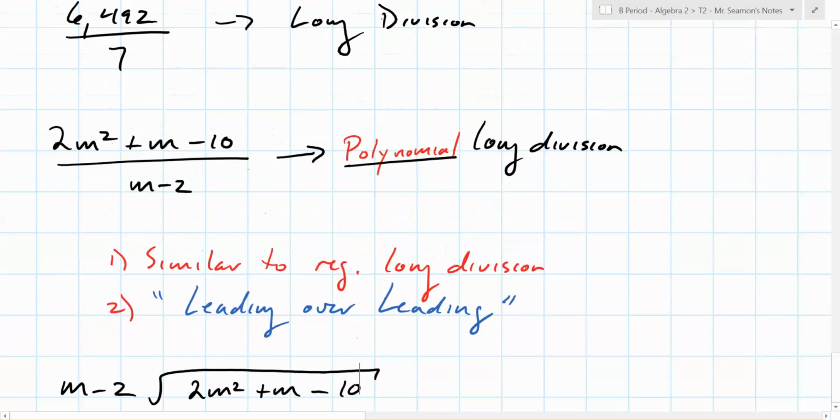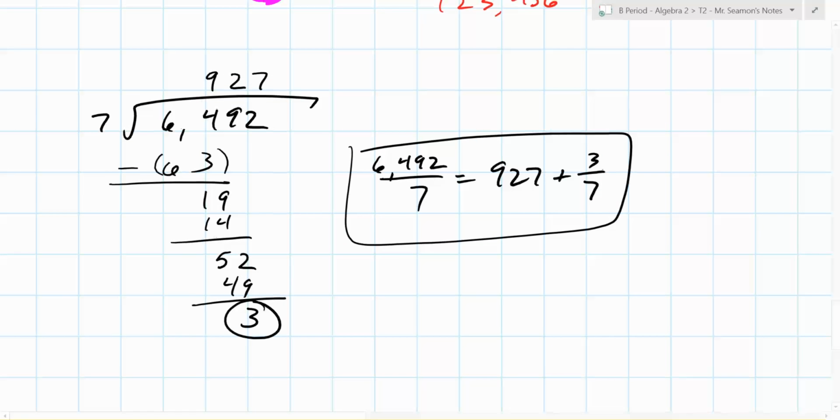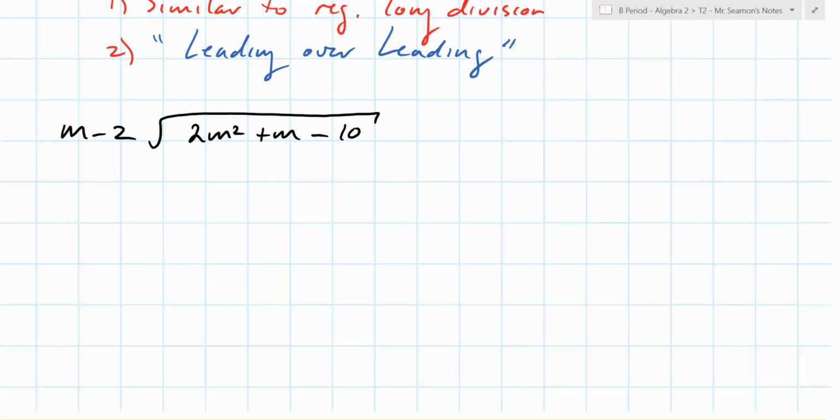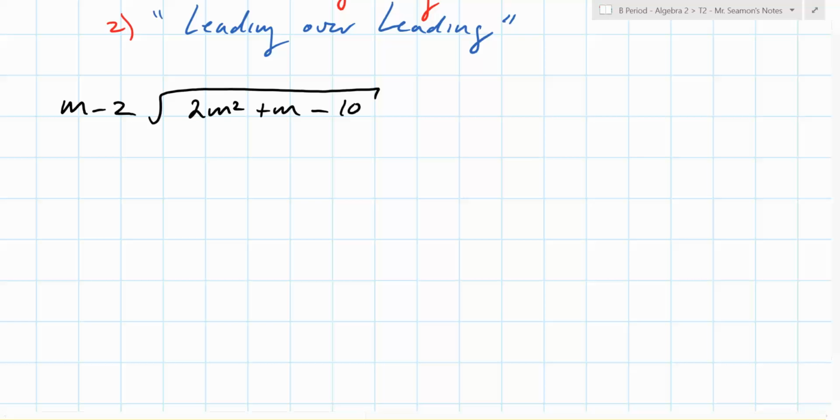So the first thing we did when we were doing long division was we looked at what's the biggest number we can divide into. Similarly, you're going to do something just like that where, what's that phrase right there at the top? Read it out loud. Leading over leading. What's the leading term underneath the division symbol? 2m squared. What's the leading term for the divisor? M. What is 2m squared over m? 2m.